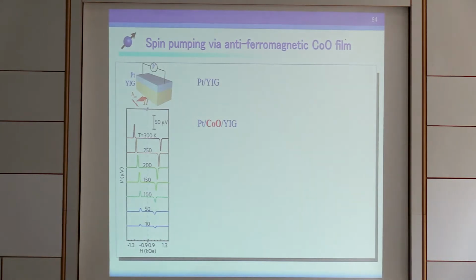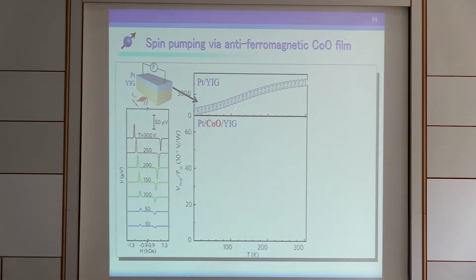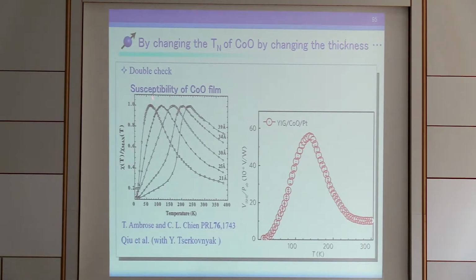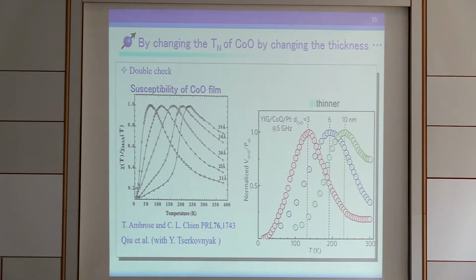Okay? This is the data without the cobalt oxide layer. So this is a simple bilayer system. The temperature dependency is very simple. This corresponds to a change in the resistivity of this platinum layer. Then we put cobalt oxide. Then a peak appears here, and this peak corresponds to the Néel temperature of the cobalt oxide. So this data shows that the spin current signal is reinforced at the Néel temperature. In fact, by changing the thickness of this film, we are changing the Néel temperature. The peak position is shifted in response to the change in the Néel temperature of this material.